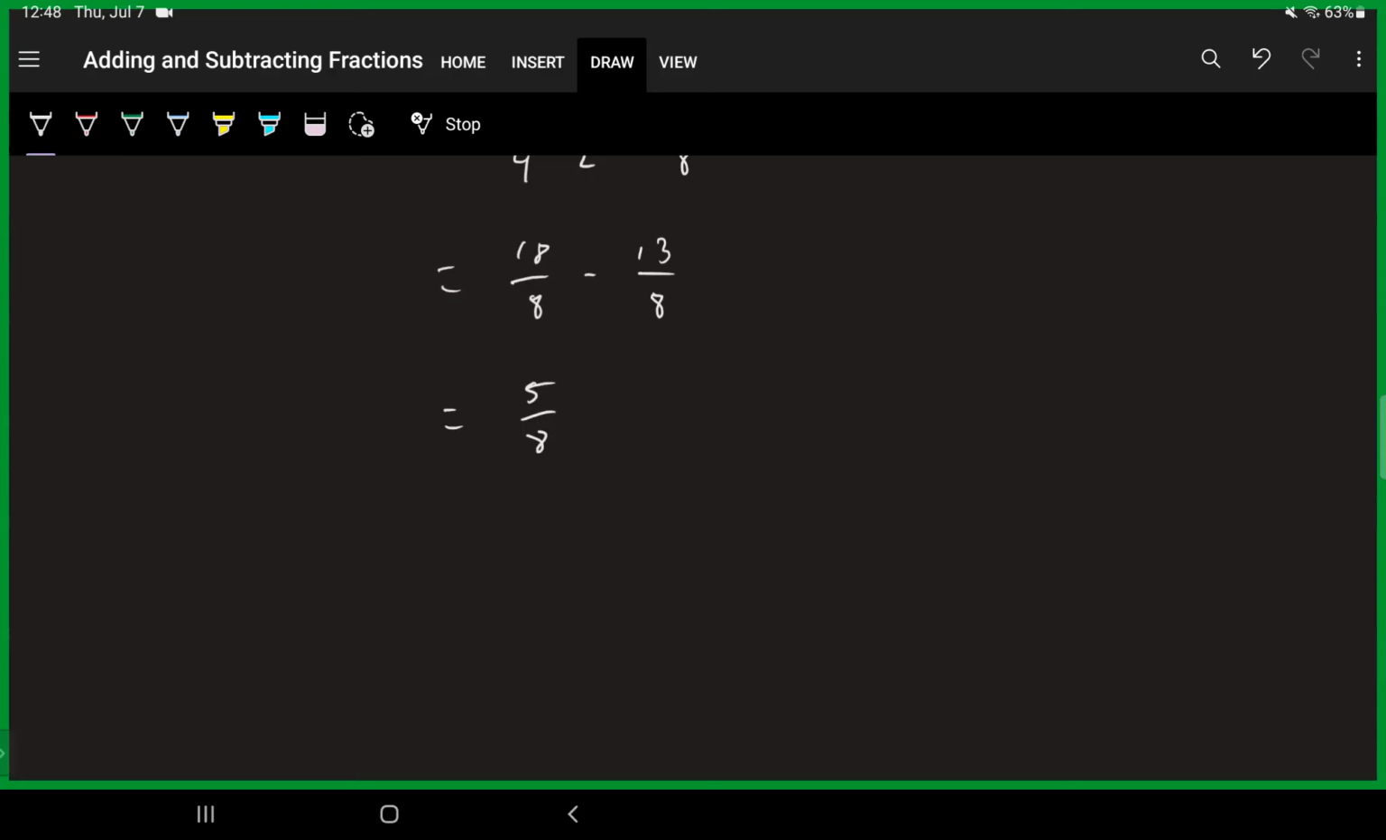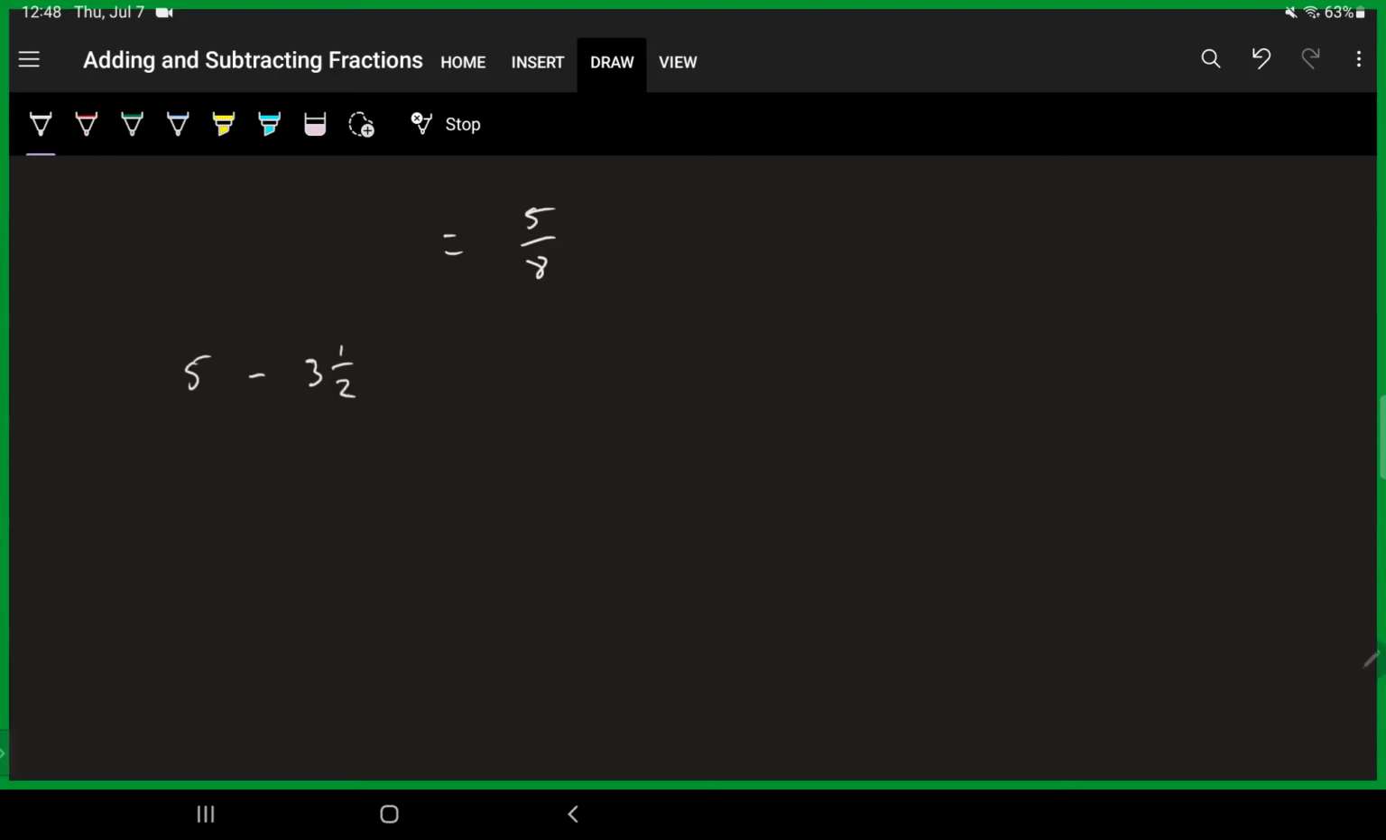Let's do one more example that tends to frustrate students. And that's if you have a whole number. Let's take 5 and subtract 3.5. And for whatever reason, since there's no fraction with the 5, it throws some people for a loop.